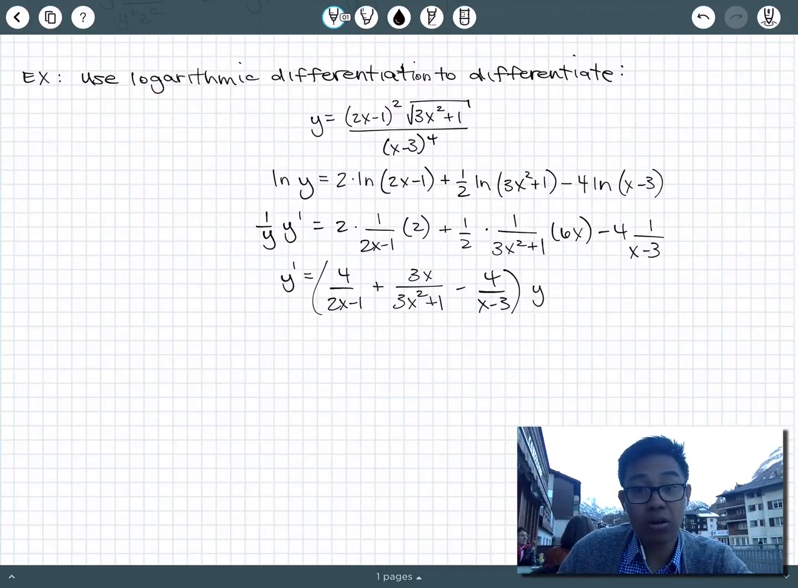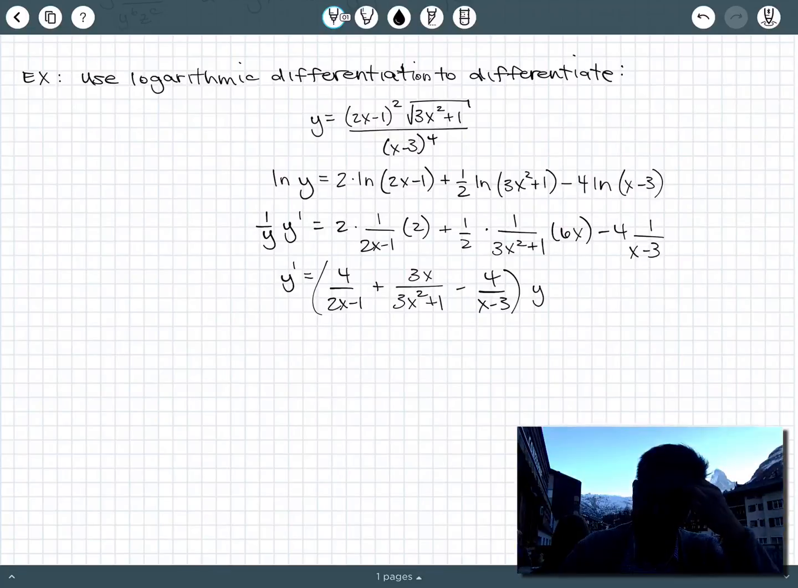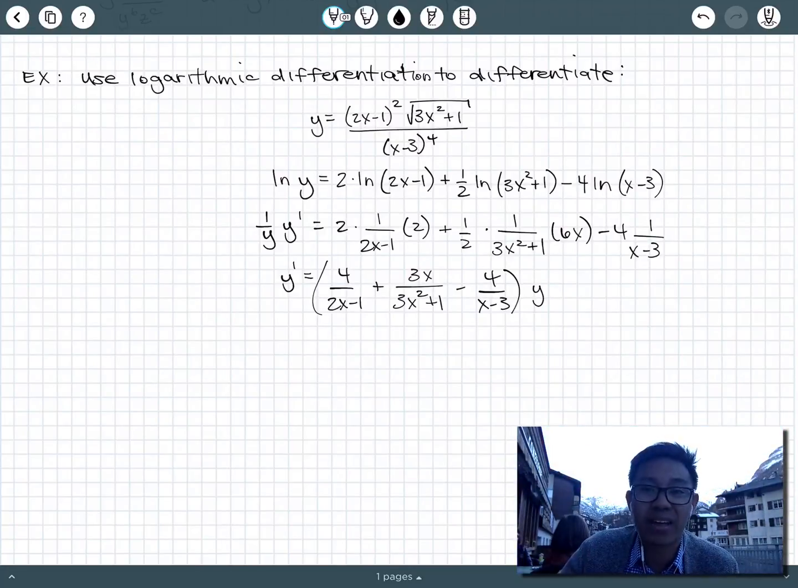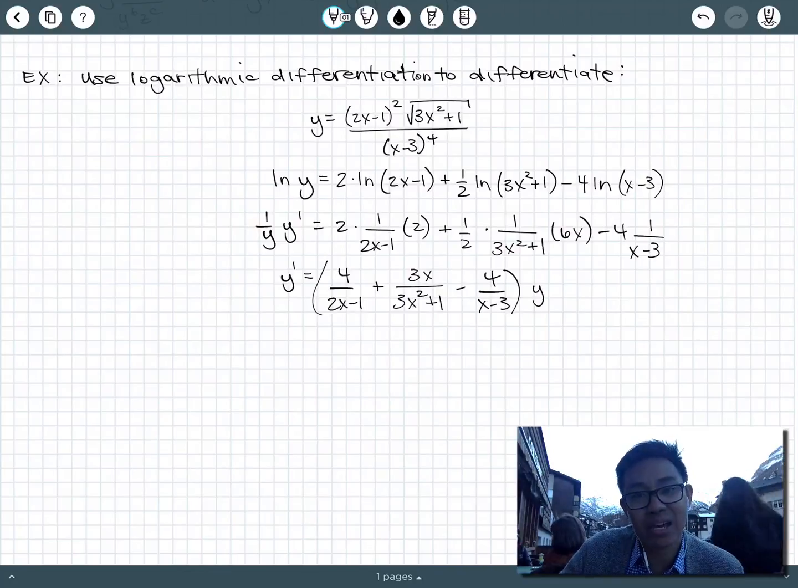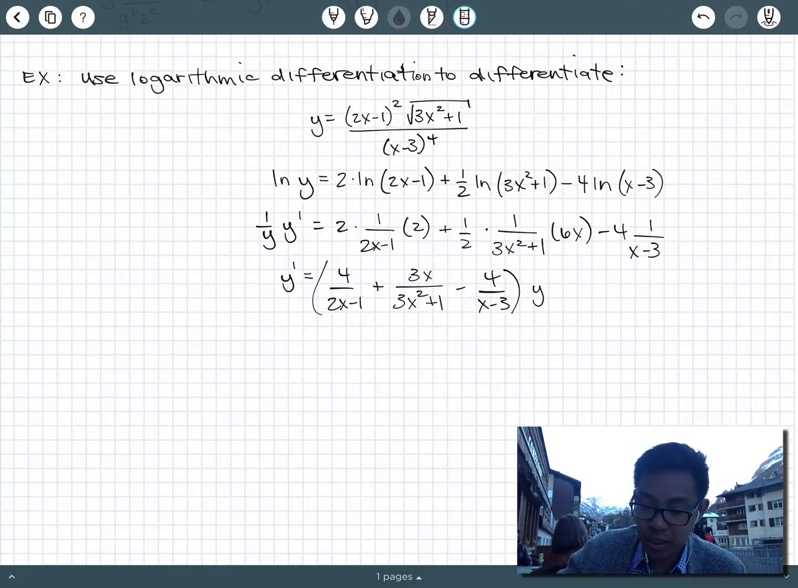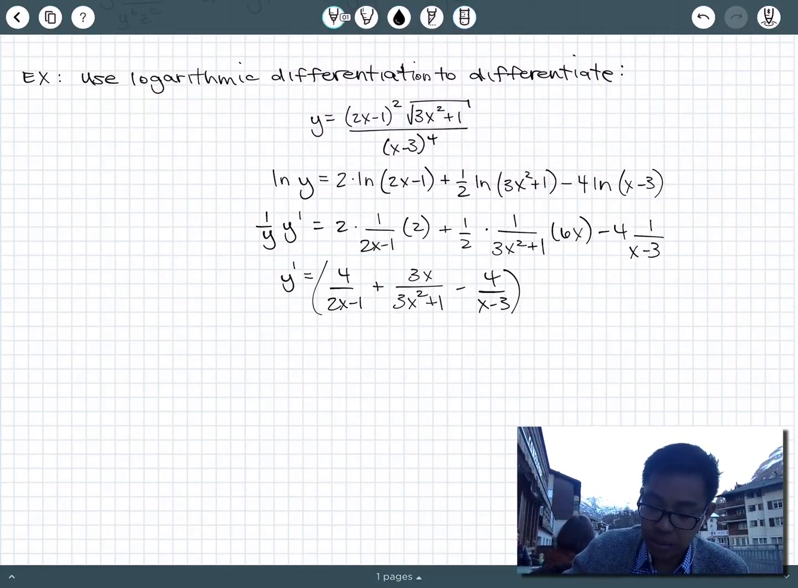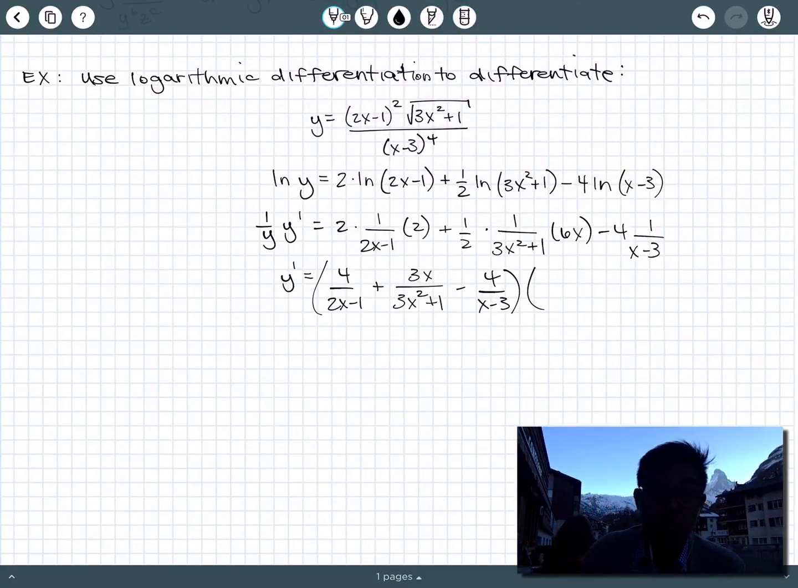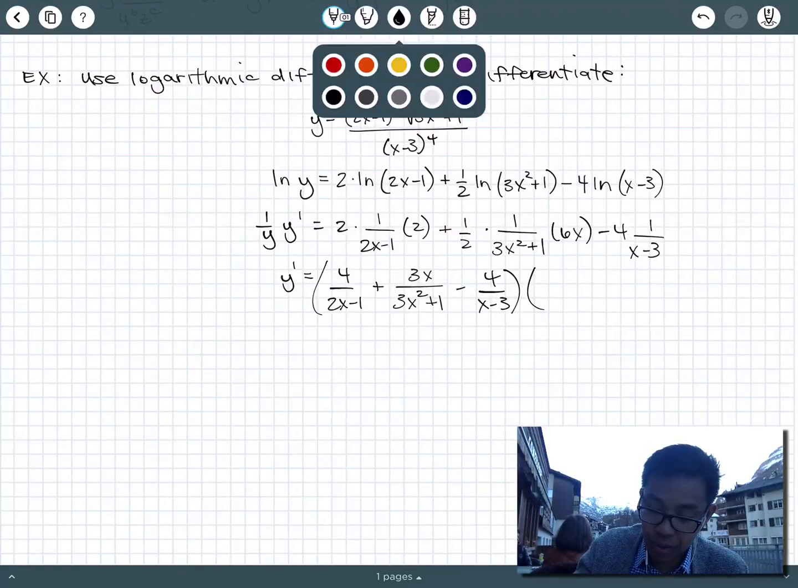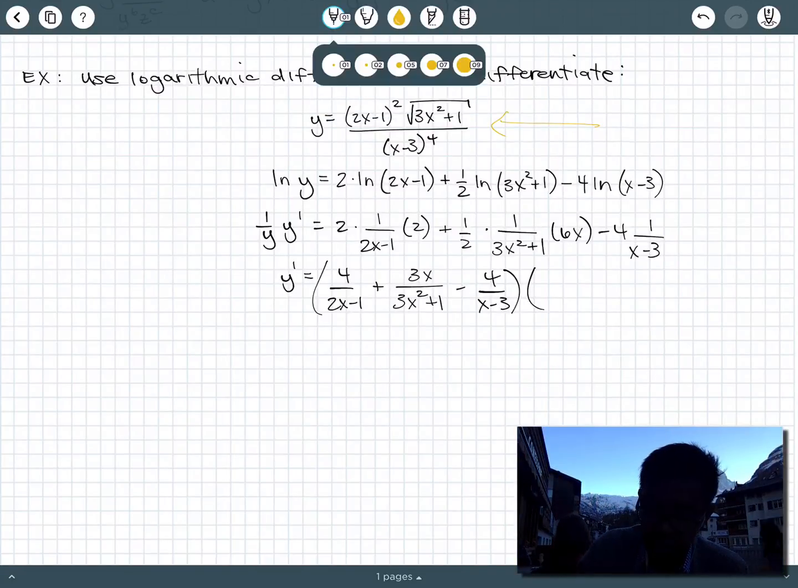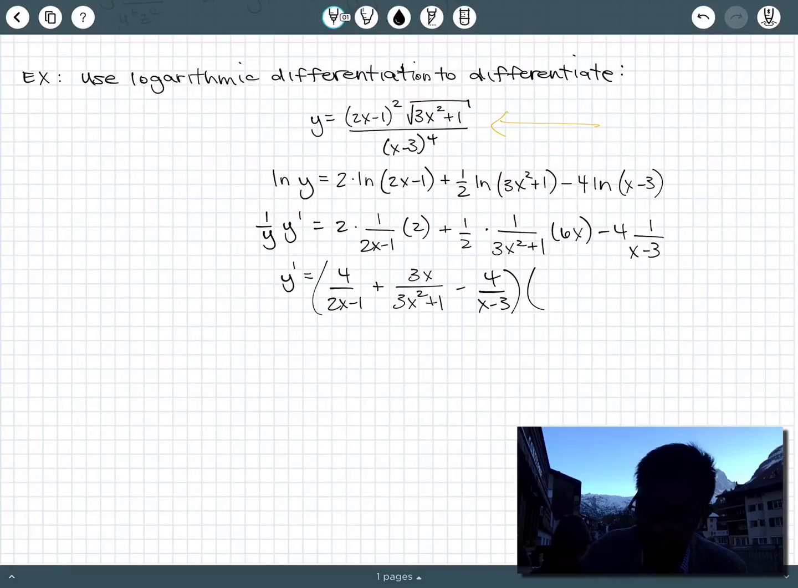Now, y prime is alone, and you're pretty much done. But we like to get an expression for y prime, if we can, that has only x's in it. Right now, there's that y at the end. So instead, what you want to do is use the original function in the place of y. So remember that y is equal to this original function here. So we will put that in its place.